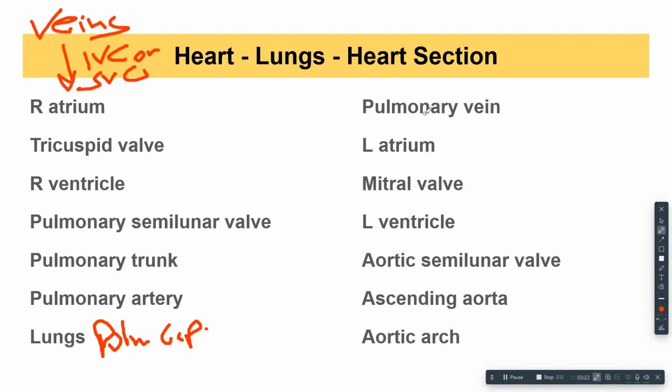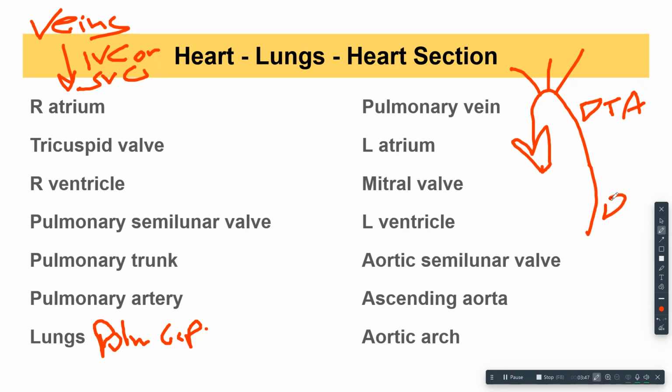And then the pulmonary vein, left atrium, mitral valve, left ventricle, aortic semilunar valve, ascending aorta, aortic arch. And then it depends on where we're going. If we're in that aortic arch and going somewhere in the upper body, we'll take one of those three branches off the aortic arch. If we're going somewhere in the lower body, we'll take our descending thoracic aorta down to our descending abdominal aorta.